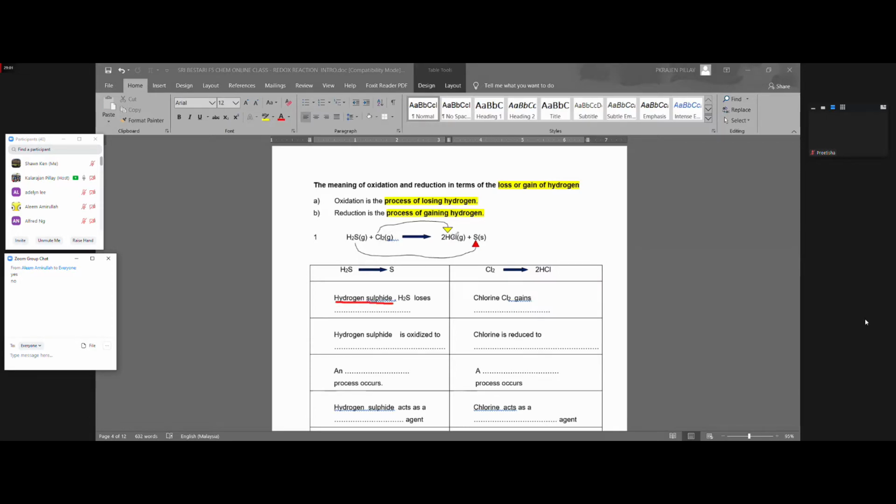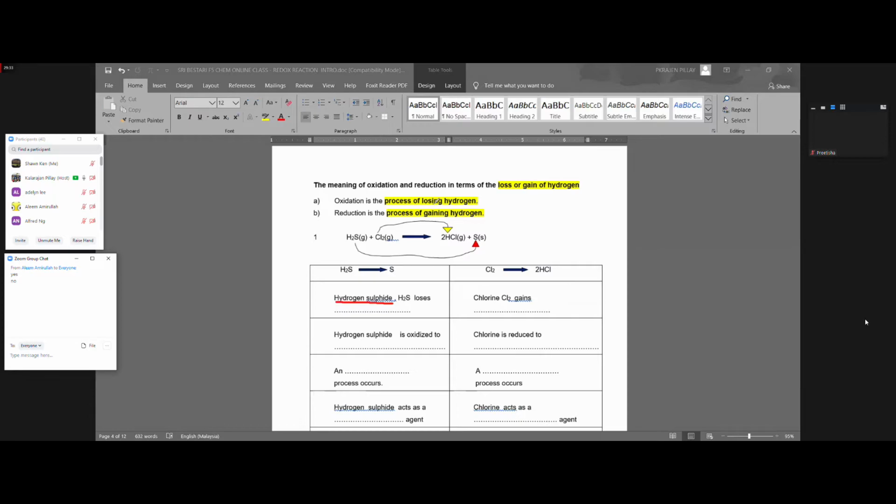This is hydrogen chloride gas. Please note it down. This is hydrogen chloride. It's not hydrochloric acid. Hydrochloric acid would be aq there. Hydrogen chloride, and this S is sulfur. So I give you the 4 substances, 2 reactants, 2 products. You can see from here, H2S is becoming S. That means it has lost hydrogen. So H2S becomes S, sulfur. It has lost hydrogen.